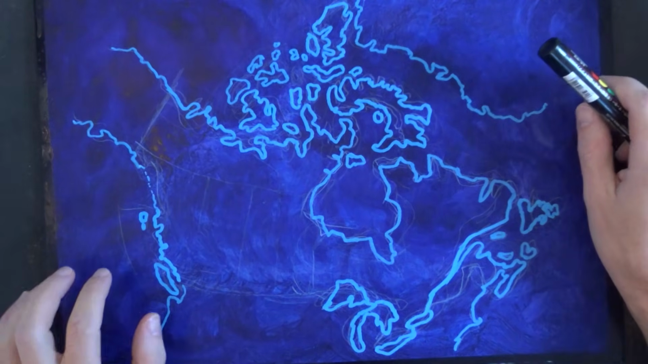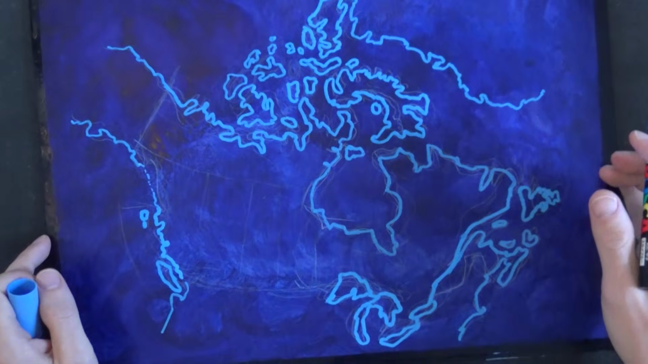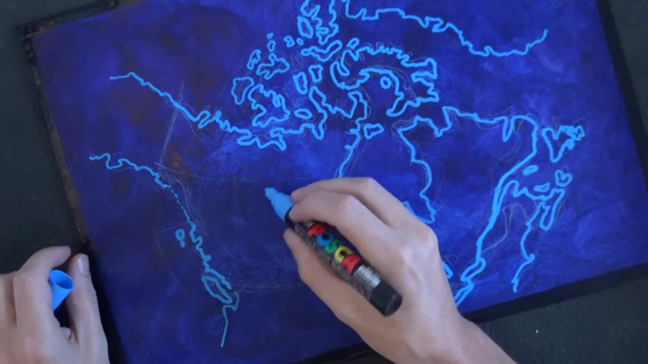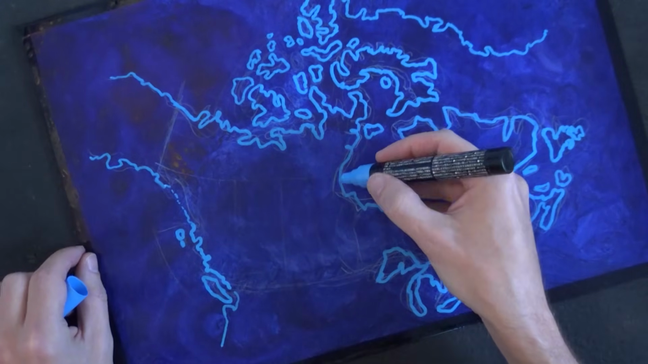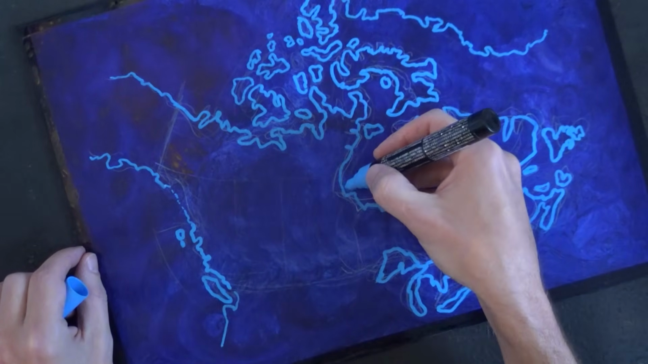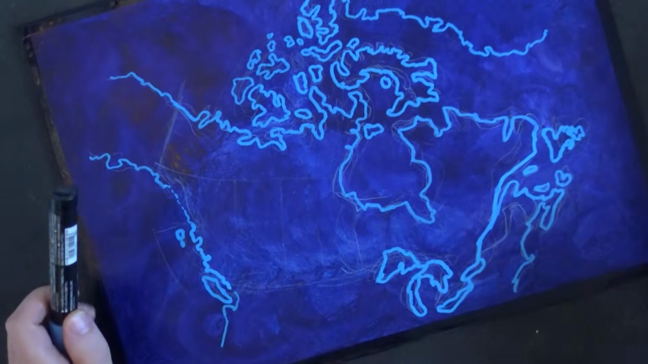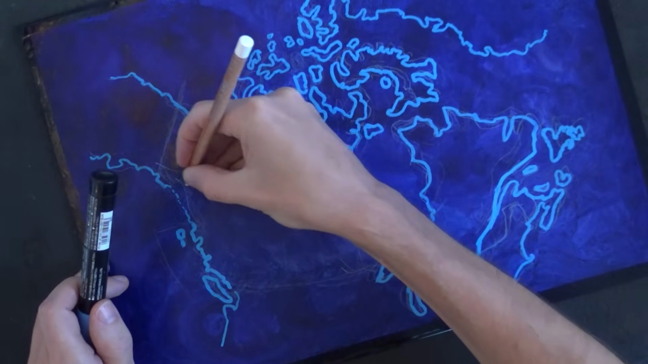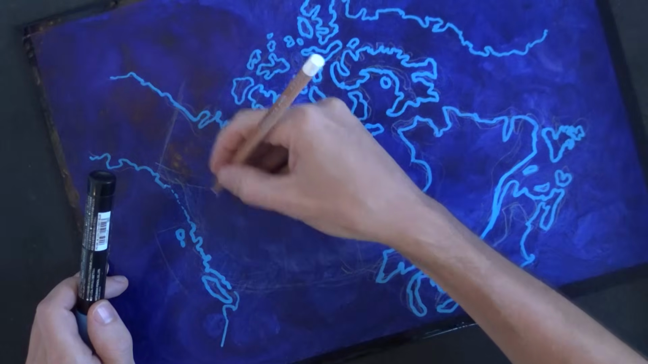So just a couple of rivers I would like to add, and some lakes. For example, I need more space here for the Northwest Territories, I see.